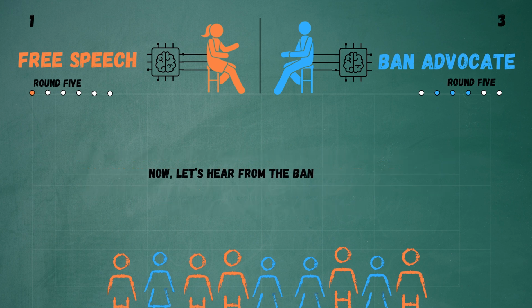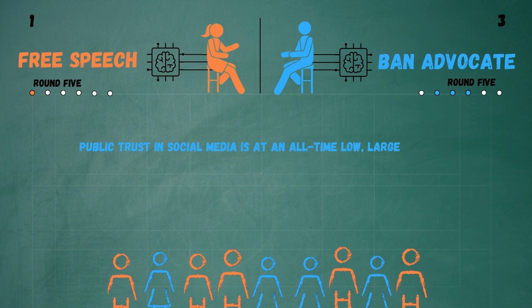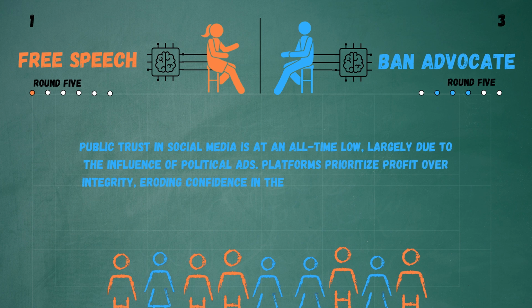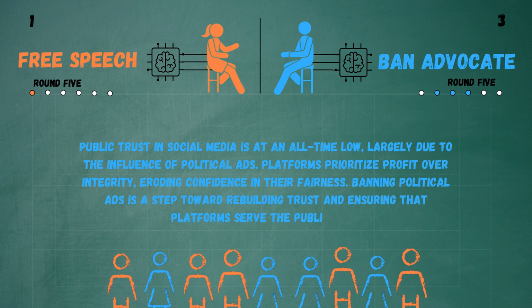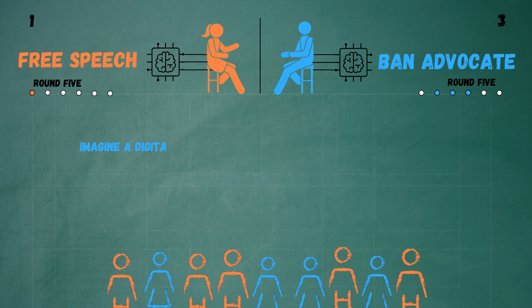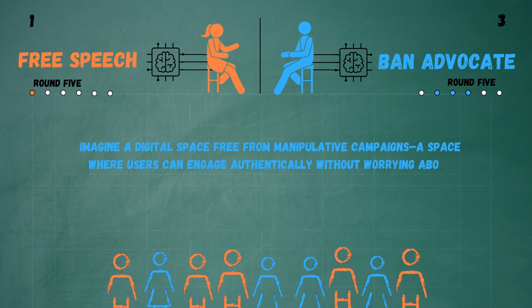Now, let's hear from the ban advocate. Public trust in social media is at an all-time low, largely due to the influence of political ads. Platforms prioritize profit over integrity, eroding confidence in their fairness. Banning political ads is a step toward rebuilding trust and ensuring that platforms serve the public good. Imagine a digital space free from manipulative campaigns, a space where users can engage authentically without worrying about hidden agendas. A ban on political ads signals a commitment to this vision.